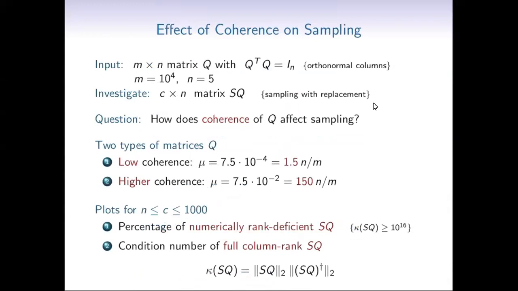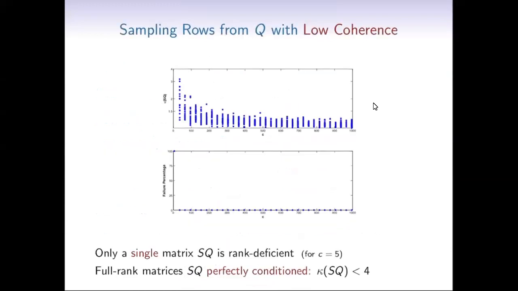If we look at the effect of coherence on sampling, we look at two matrices. One that is 1.5 of optimal coherence, and one where the coherence is 100 times larger. And we plot the usual thing. So here's the matrix with good coherence. This is the failure, meaning we get a rank deficient matrix. The only time we have a failure is when we sample exactly 5 rows. We have 5 columns. Other than that, we always get full rank matrices, and the condition numbers are lower than 4. That's great. So the full rank matrices are perfectly conditioned.